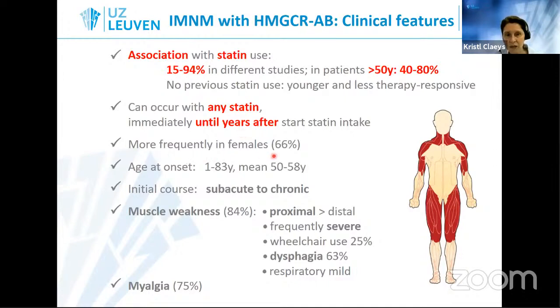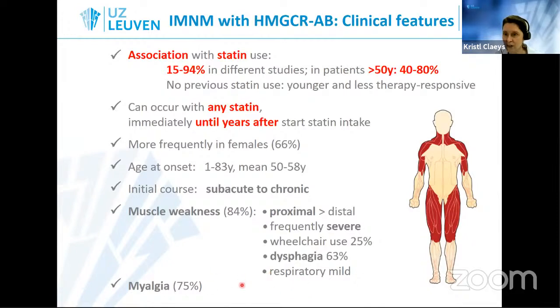It occurs more frequently in females. The age at onset is between 1 and 83 years, with a mean of 50 to 58 years. So it is important to realize that children and adolescents can also have the disease. The initial course is subacute to chronic. In most of the patients, there will be muscle weakness, which is mainly proximal in distribution and frequently severe, with wheelchair use in 25% of the patients during the disease course. Dysphagia occurs in 63%, and respiratory symptoms can also occur, but are usually mild.